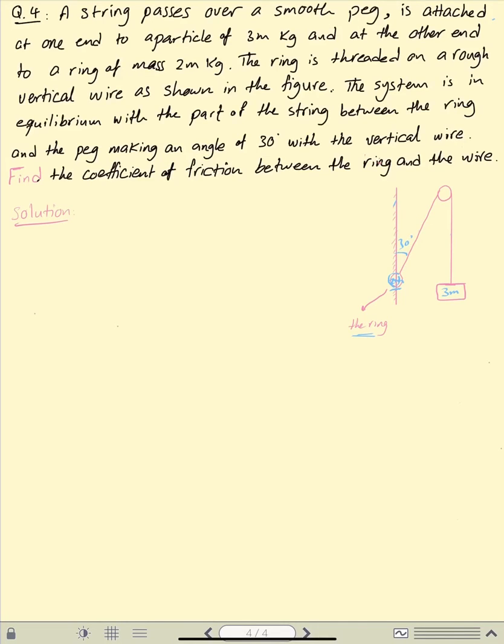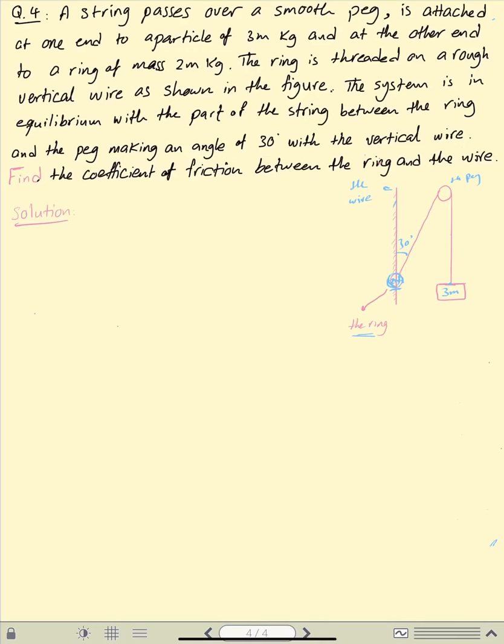Let's read the question, which I showed you here. A string passes over a smooth peg and is attached at one end to a particle of 3 kilograms, which is this one. So this is the peg here. And the other end to a ring of mass 2 kilograms, which is this one. The ring is threaded on a rough vertical wire, which is this one. This is the wire here, as shown in the figure.